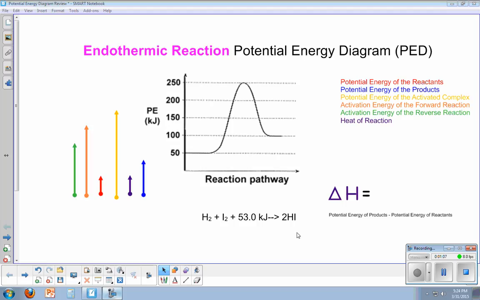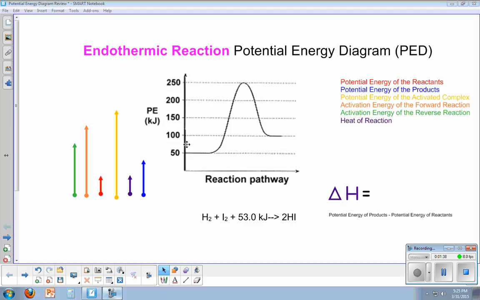Looking at a potential energy diagram, we're going to have potential energy on our y-axis, and it's going to be measured in joules or kilojoules. Sometimes you'll see the unit calories, but we're not going to focus on that. We're going to use joules. Then you're going to have your x-axis showing reaction pathway or reaction coordinate. It just shows you the progress of the reaction. So as this reaction progresses, what is the change in potential energy?